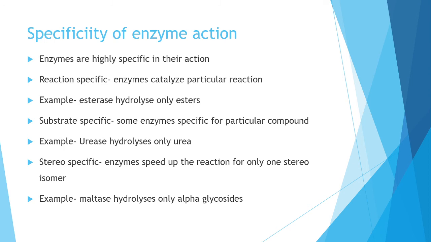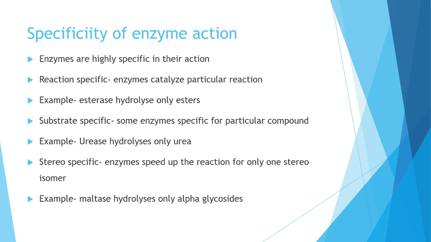In this case, we are demonstrating maltase. Maltase hydrolyzes only alpha glycosides. Actually, there are two types of glycosides, alpha glycosides and beta glycosides. But the enzyme maltase hydrolyzes only alpha glycosides. So it is termed stereo specific.